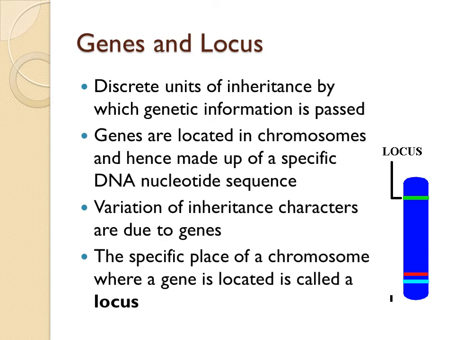So, the specific place in a chromosome where a gene is located is called the locus. In this chromosome, you can see different locations marked with different colors representing the location of genes. These locations are referred to as locus, or loci in plural form.